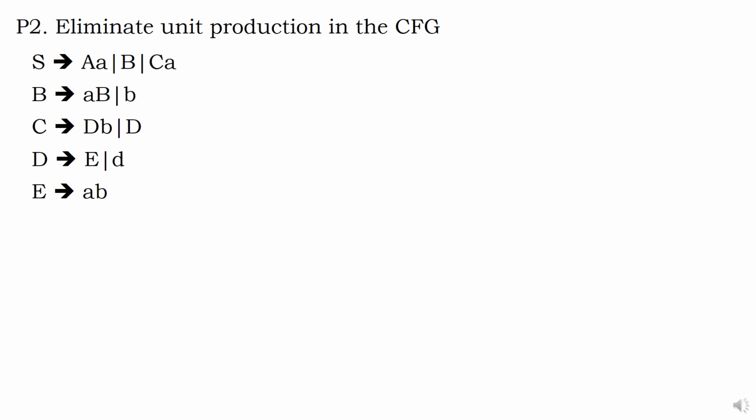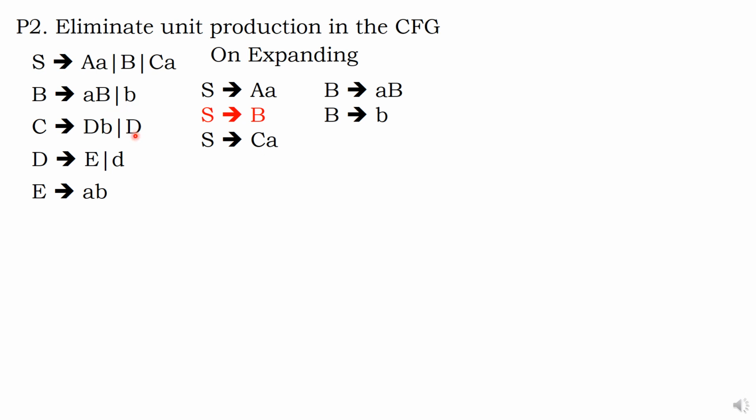Identification of unit production is an important task. On expanding, I'm just expanding because a lot of hidden variables are there. A, B, C, A separate, I made it. A, B, B separate. D, B separate, D separate. E separate, D separate. A, B is separate. Now all these red colors are unit productions.